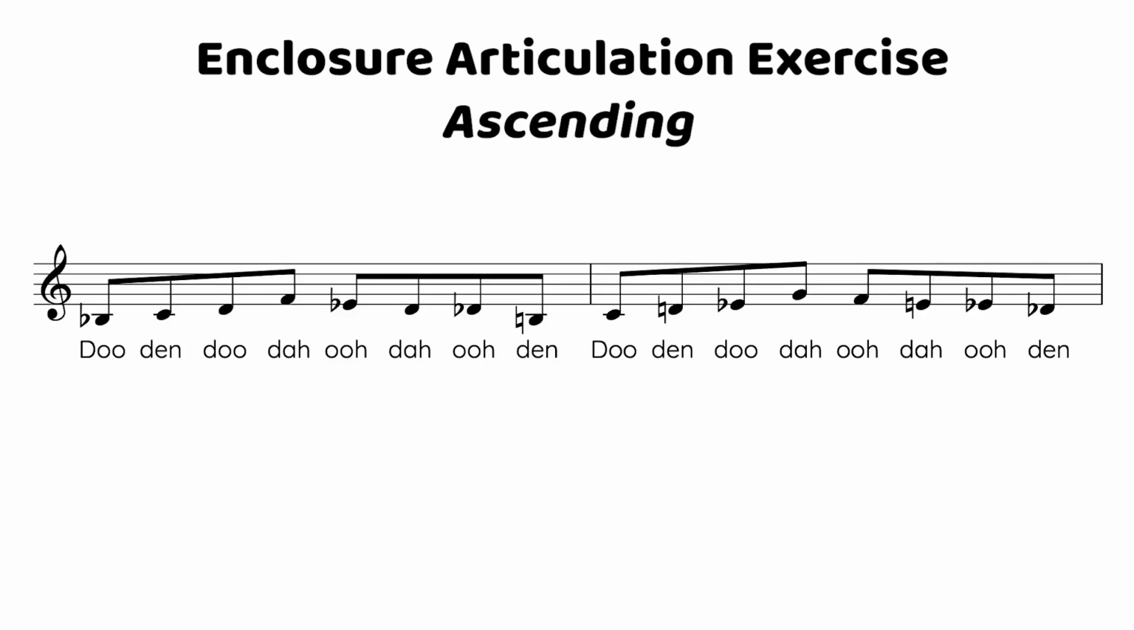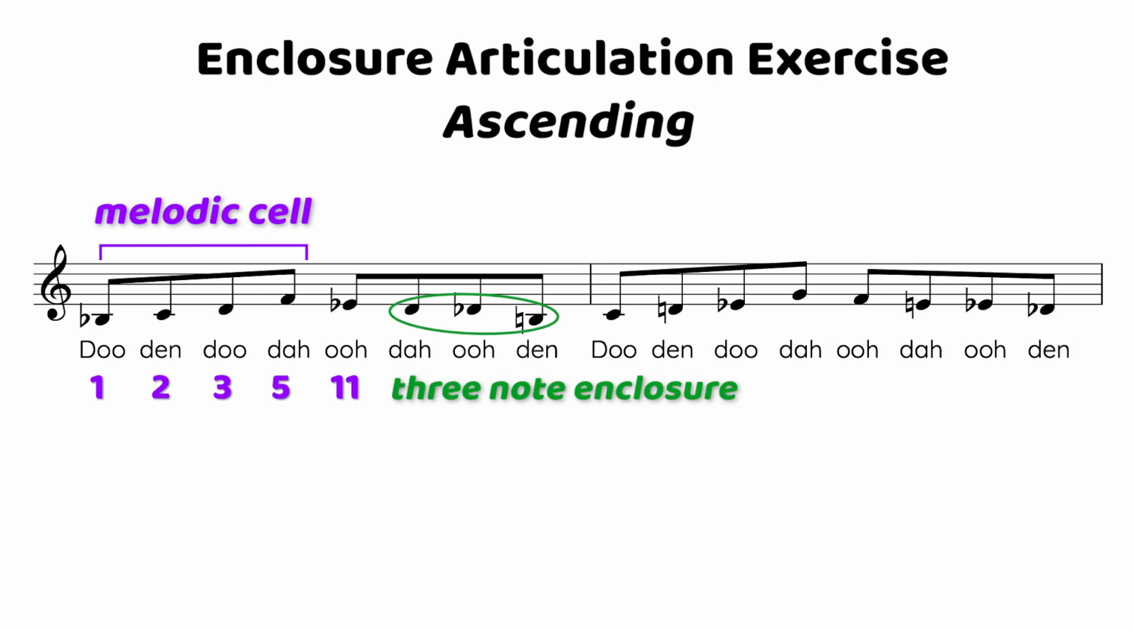Okay, so this pattern here, when we are ascending, features a 1, 2, 3, 5 diatonic melodic cell, followed by moving down a step, and then into what I like to think of as a 3-note enclosure, generally 2 notes above, 1 note below, and then the target note landing on beat 1. Of course, just to clarify, when I say beat 1, I mean beat 1 on the next bar.